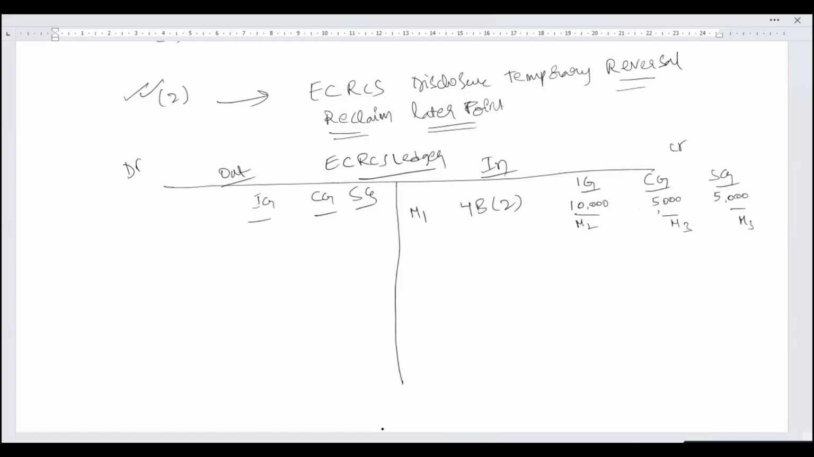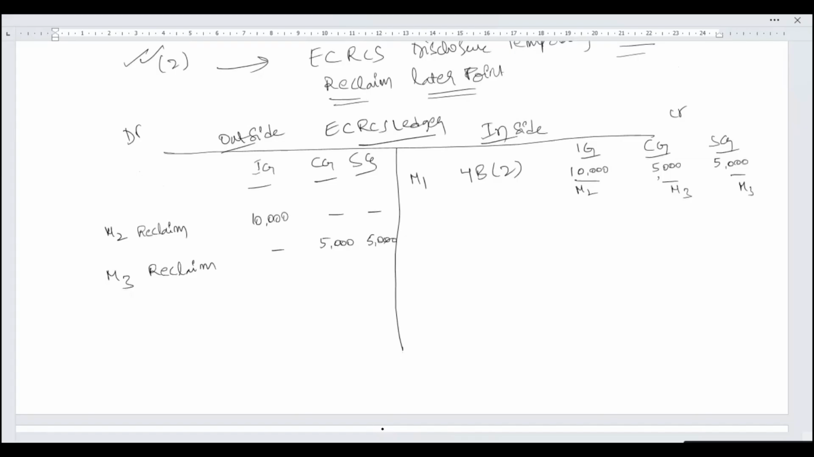So debit is where I reclaim. This is the entry inside, and this is the entry outside of the ledger. So in month 2, I have reclaimed 10,000. CGST, SGST, I have not done anything. Month 3, again, I have reclaimed. IGST, nothing is there, 5,000, 5,000. Right? Now, this is where the credit ledger will have a closing balance. If you see month on month, at the end of whatever you have done, there's a closing balance of nil.